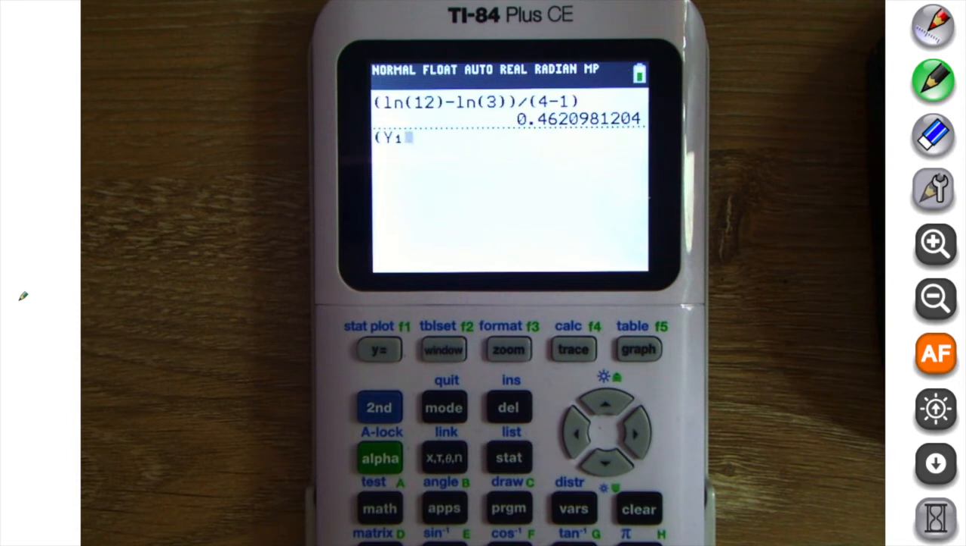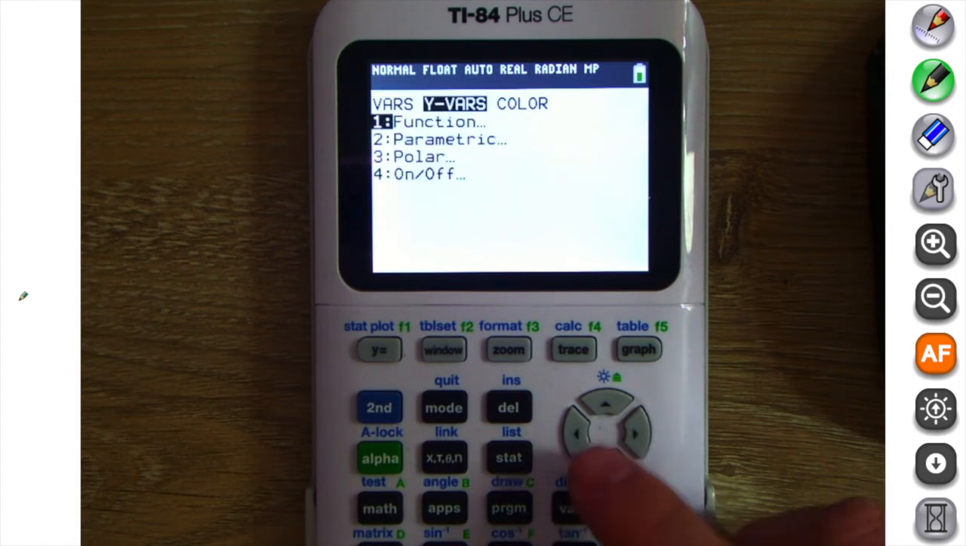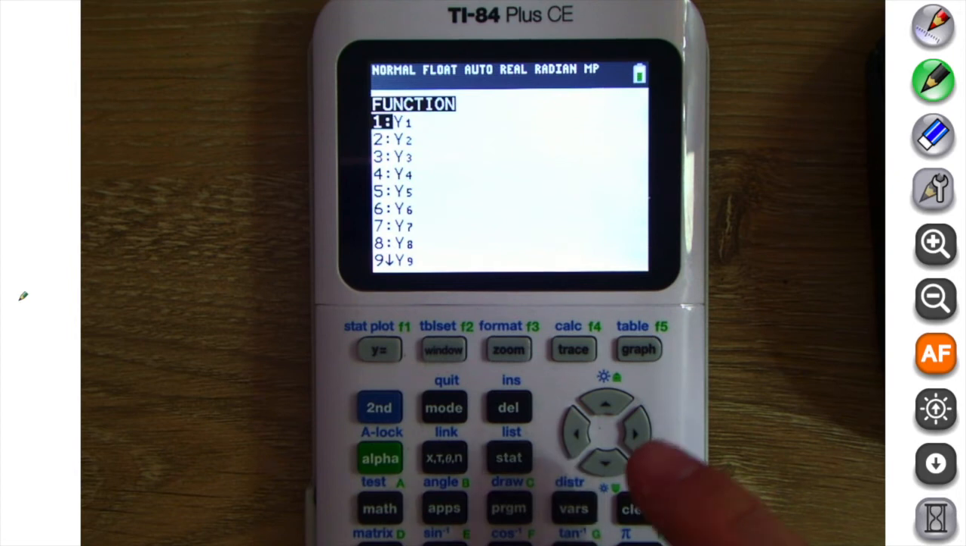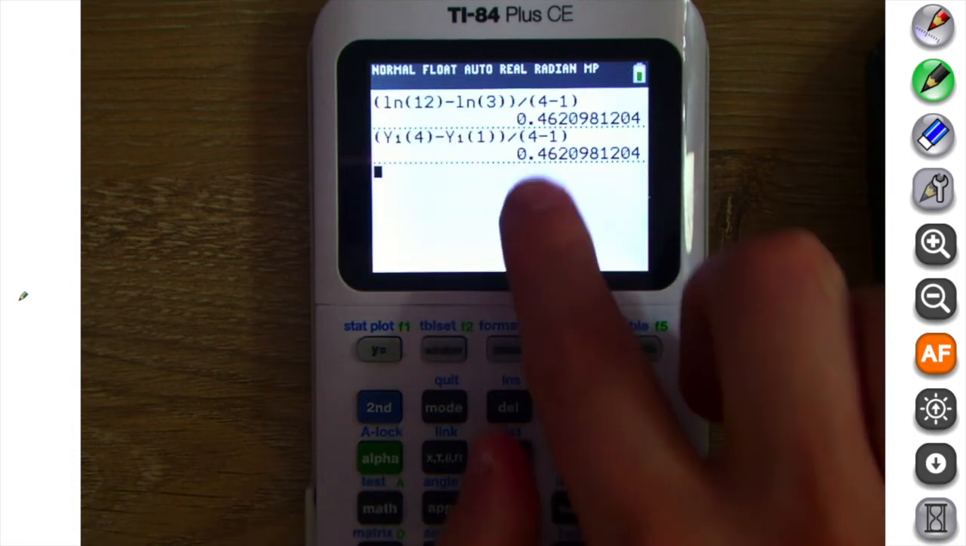We can do this essentially like function notation. First, I want to plug in 4 for that function. Then we're going to subtract, and I'm going to go again to my variables button, up to Y-VARS, hit function, y1, and then have it plug in the second input, which is 1, closing the parentheses for that numerator, and then dividing by 4 minus 1. That's going to give us the same value, which is 0.462.